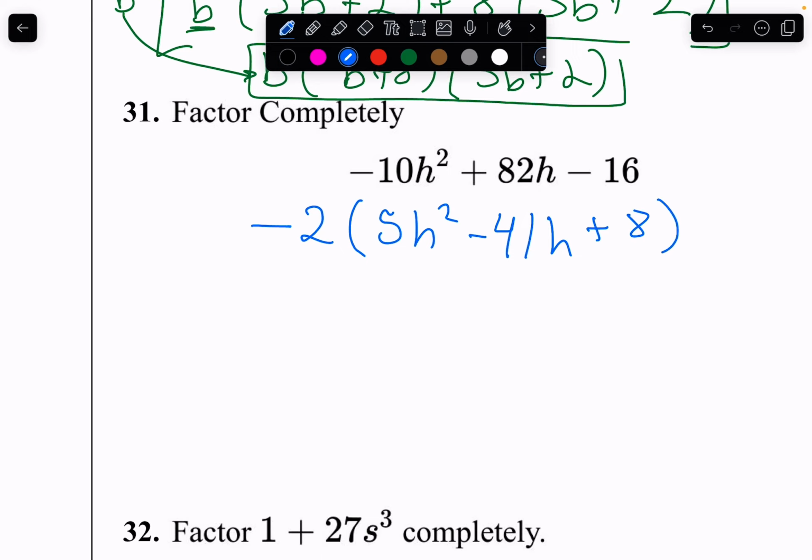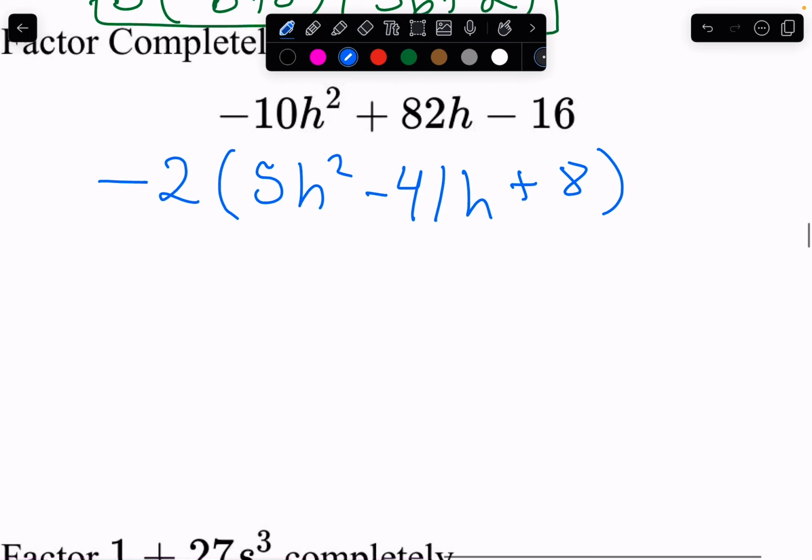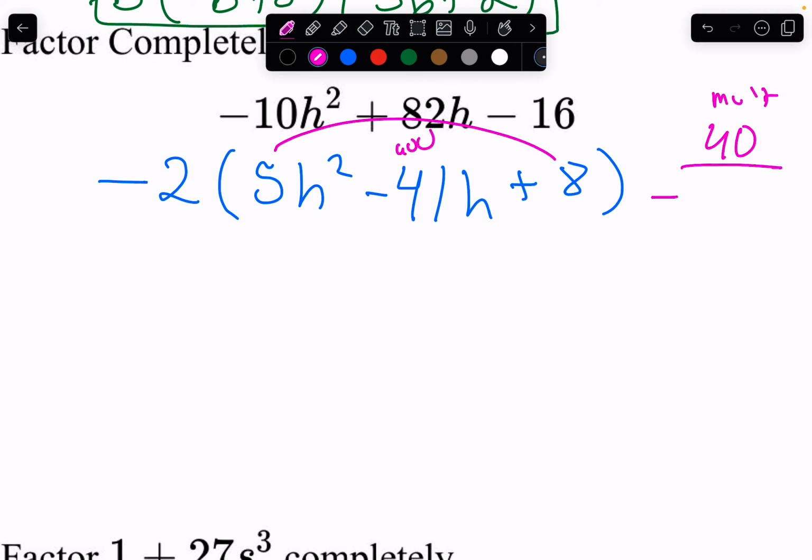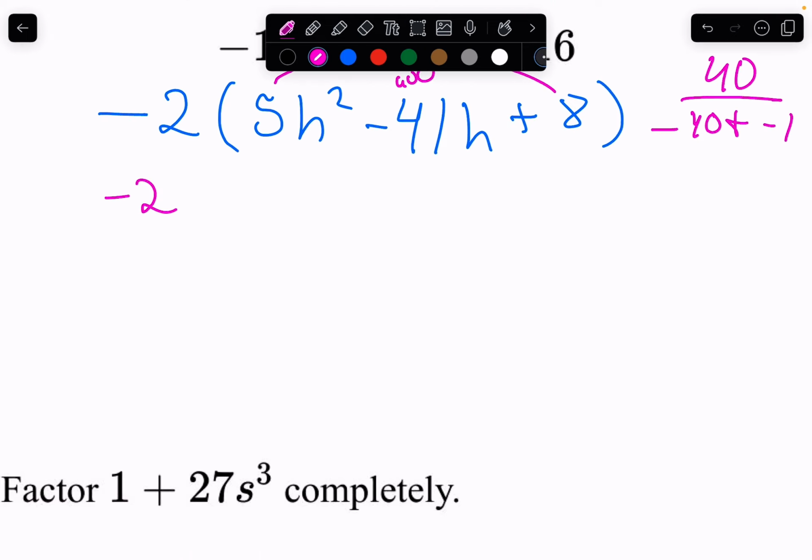At this point, we have to check to see if we can factor this further, which we can. It is a trinomial, a quadratic. We're going to try and use the AC method here. So 5 times 8 gives me 40. What two numbers multiply to 40 and add to negative 41? That's going to be negative 40 and negative 1, right? So we go ahead and rewrite this as 5h squared minus 40h minus 1h plus 8.